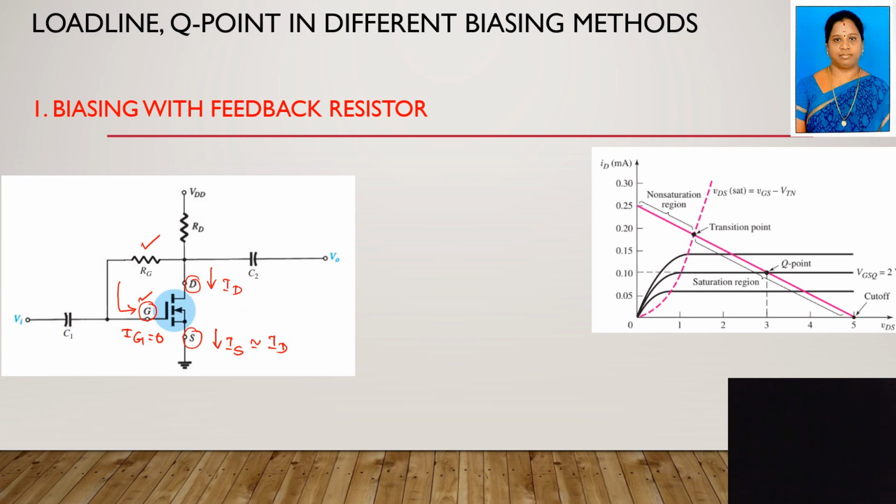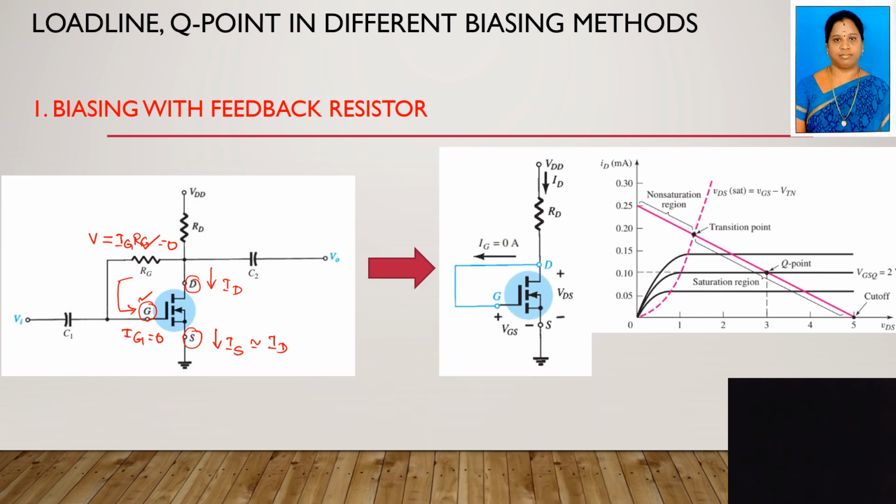If it is zero, what is the meaning? The voltage across RG is zero, because the voltage is the current flowing through RG, that is IG into RG. IG equal to zero means the voltage drop across RG is also zero. So we can replace this circuit by this circuit, because RG is ineffective in the circuit as the gate current is zero. So this is the biasing with feedback resistor.